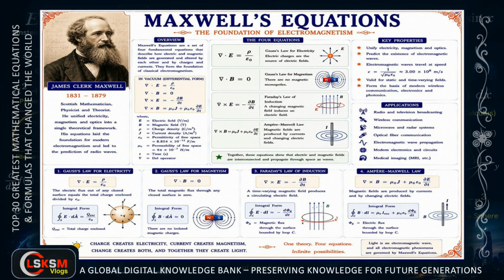Twenty-two. Maxwell's equations. Person: James Clerk Maxwell, 1831 to 1879. Maxwell's equations unify electricity, magnetism, and light into a single theory. They are among the most important equations in physics.